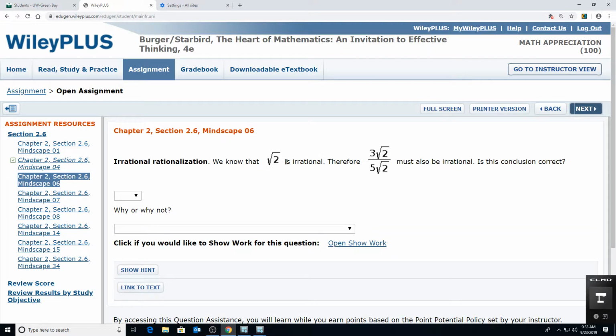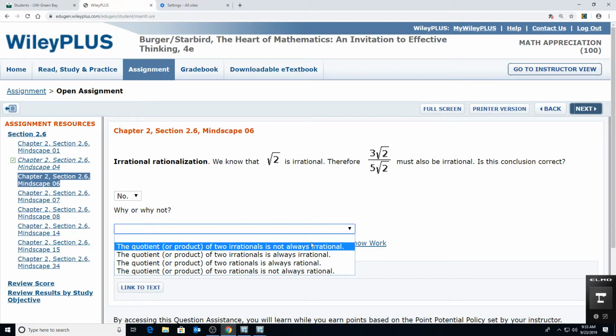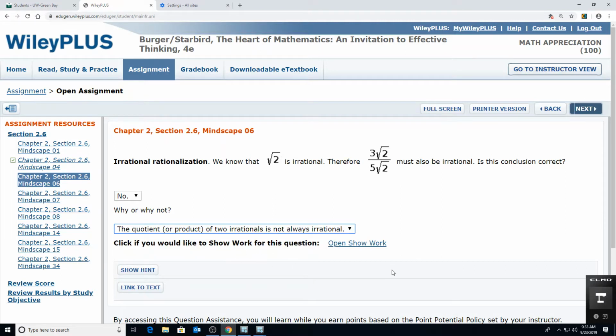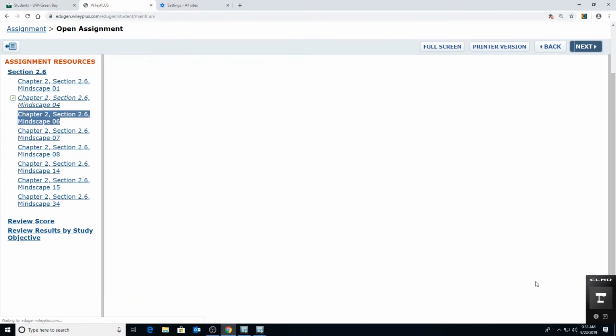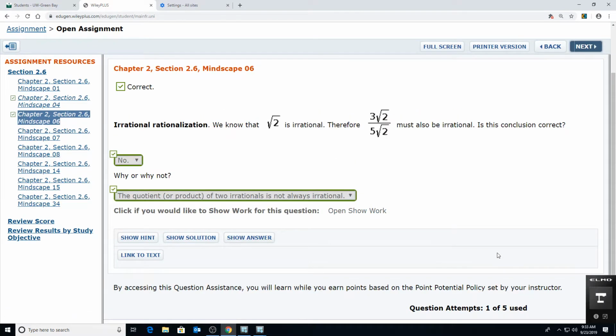So the square root of 2 is irrational. We proved that in class. However, this number is not irrational because the square root of 2 divided by the square root of 2, those divide away. So you get just a plain 3 divided by 5. So the answer is no. The quotient or product of two irrationals is not always irrational. Any other questions? If you put this in your calculator, you'd have 3 divided by 5 or 0.6 for your answer.